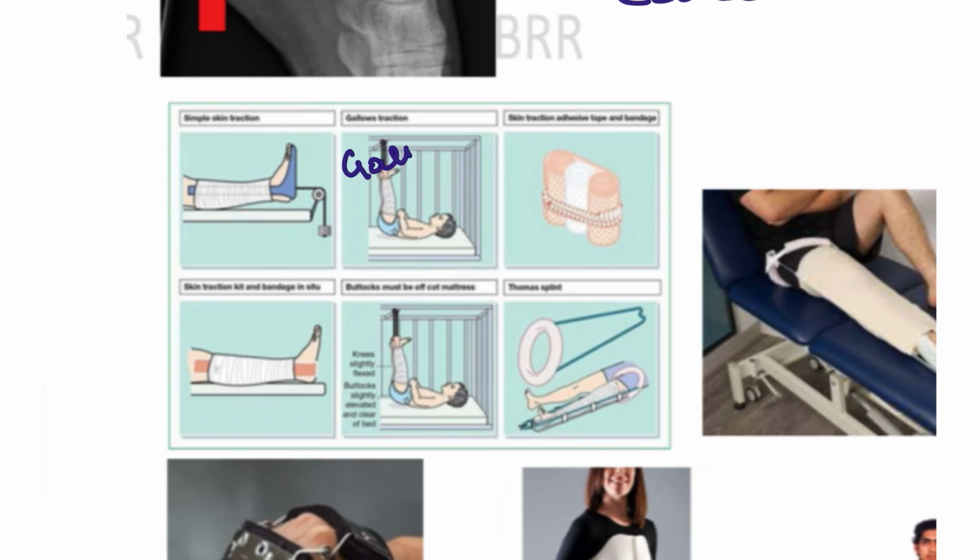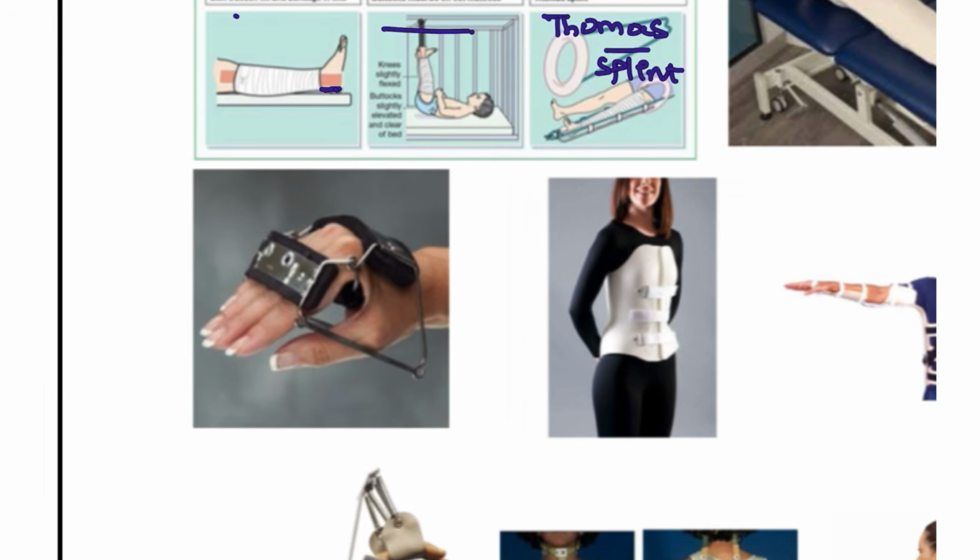Next, here you can see this is the Gallows traction. This is a simple skin traction, right? And here also simple skin traction with a bandage. Okay, buttocks up with the Gallows traction. This is the Thomas splint. Right, done. These are the important points.